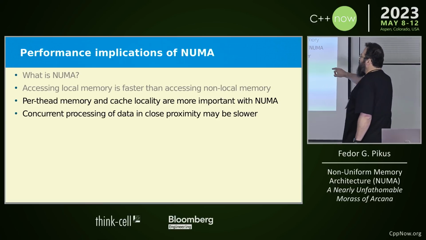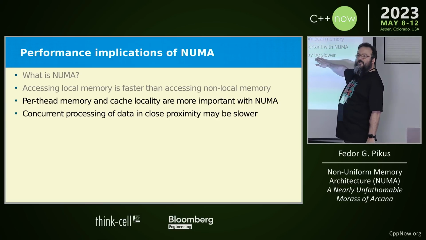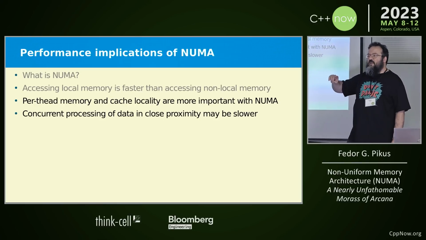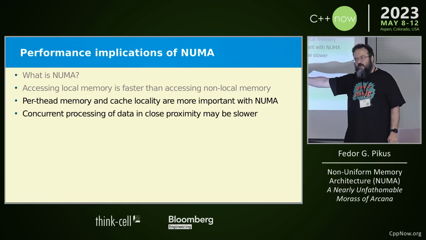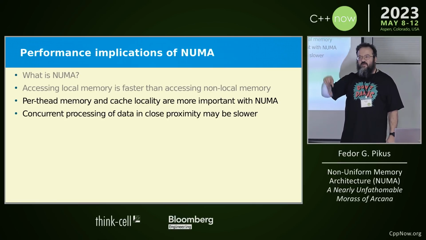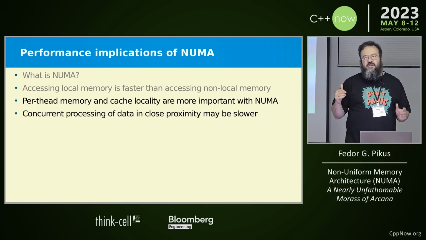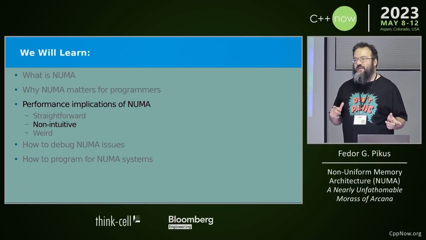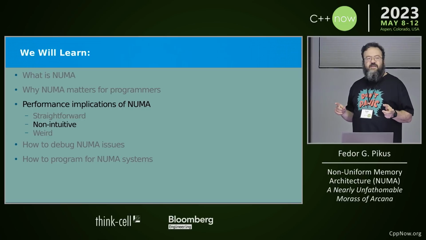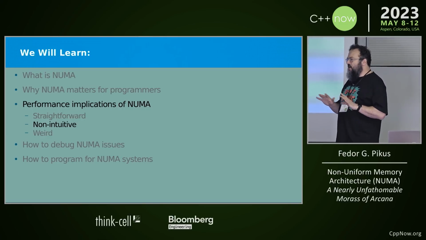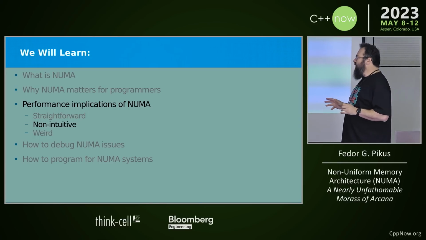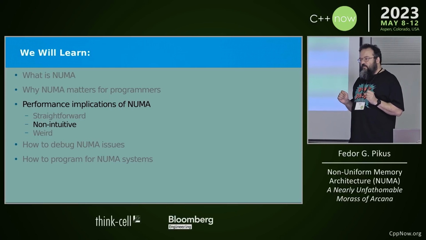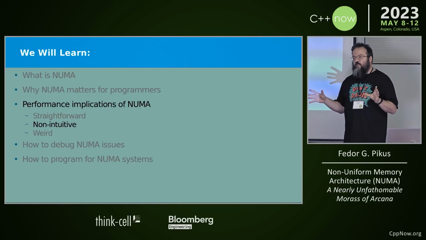Concurrent processing of data that is in close proximity to each other, but not on the same cache line, is going to be slower. And the fact that threads on the other node are accessing it will slow down the threads on this node. The reason is that the false sharing actually happens on the page level. The false sharing for the memory, because now we're not talking about caches, we're talking about memory. The sharing of memory across the interconnect happens on the page level.